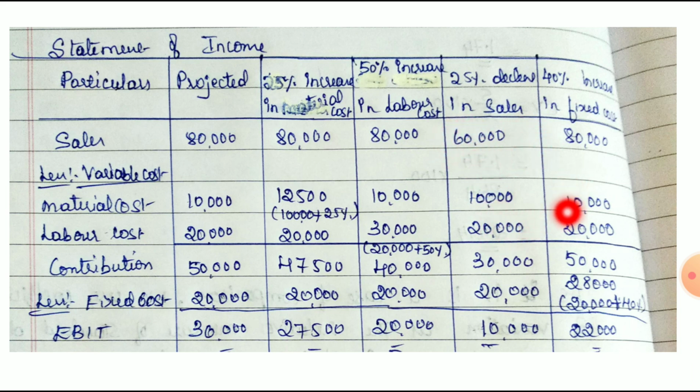So here labor cost is same as previous. So contribution less fixed cost is 20,000, so you have to write the same in every column except the last column where there is an increase in fixed cost of 40%. So 20,000 plus 40%, it's 28,000. So we got EBIT 30,000, 27,500, 20,000, 10,000, 22,000.